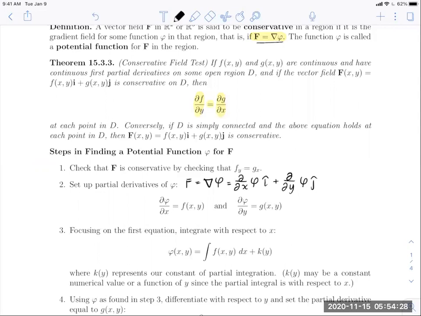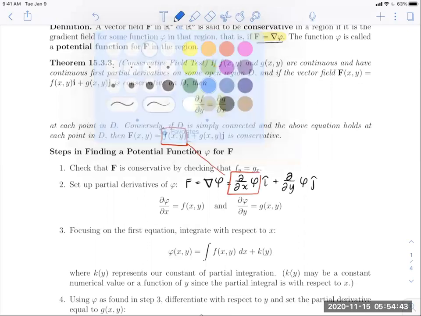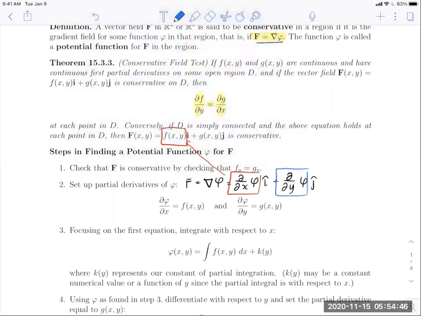But remember, this i hat component is assumed to be given by little f, and the j hat component is assumed to be given by little g. And so you'll notice that we're just equating those two pieces together here. So the first component function is the partial of phi with respect to x, and similarly for y. So now we have these two equations, 1 and 2.